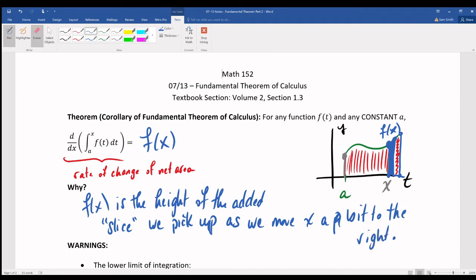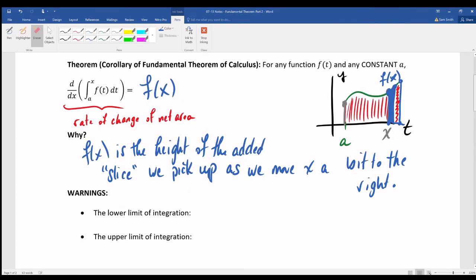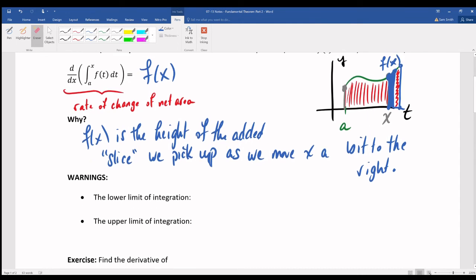Now, be careful as you're going to use this theorem to take the derivative of an integral. The first warning is that if you're going to apply this theorem to take the derivative of an integral, the lower limit of integration must be a constant. It could be 0, 1, 3, but it absolutely cannot be a function of x. It must be a number.